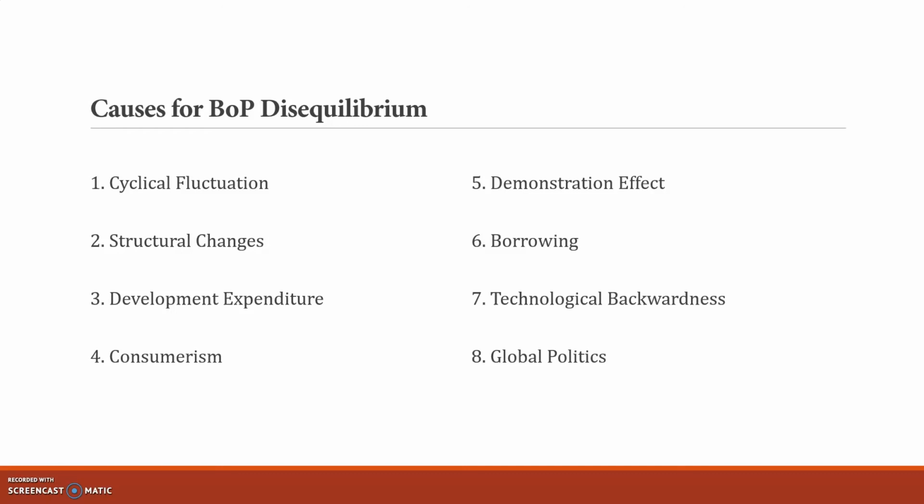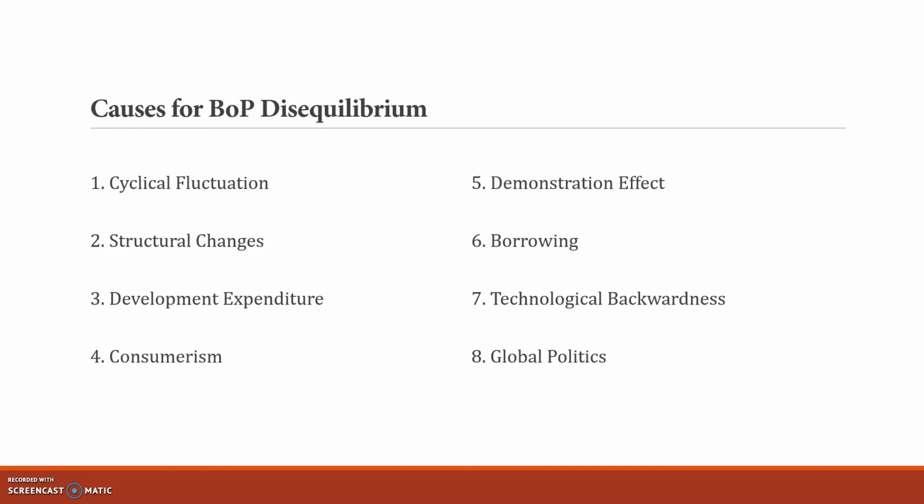Next is borrowing. International borrowing and investment may cause a deficit in the balance of payments. We keep borrowing heavily. So when international borrowing is heavy, automatically the servicing of debts will result in a deficit in the balance of payments. The next is technological backwardness.